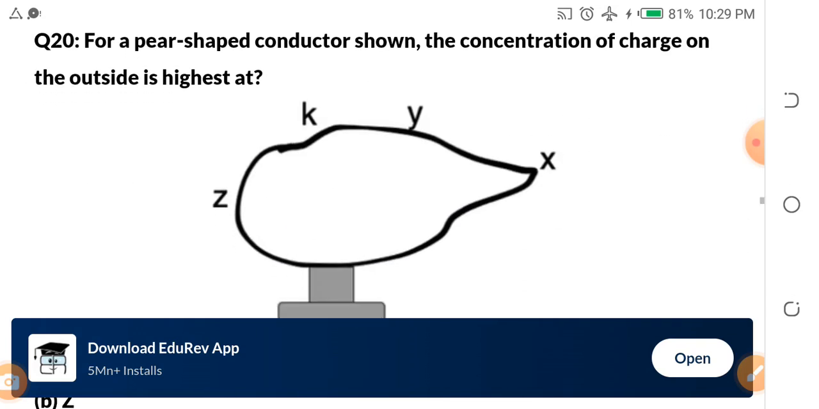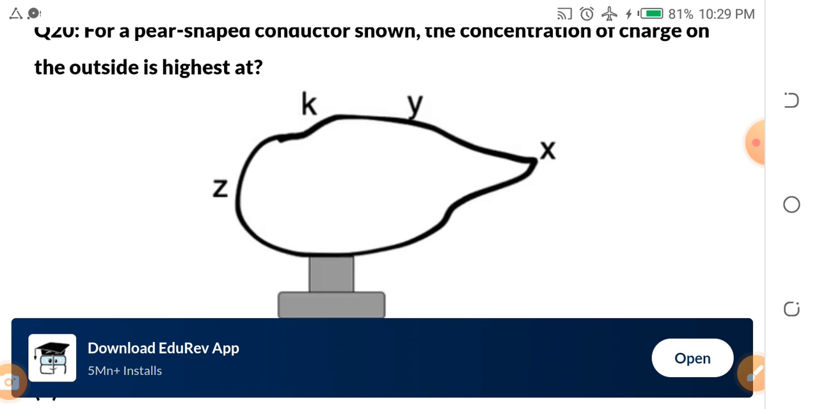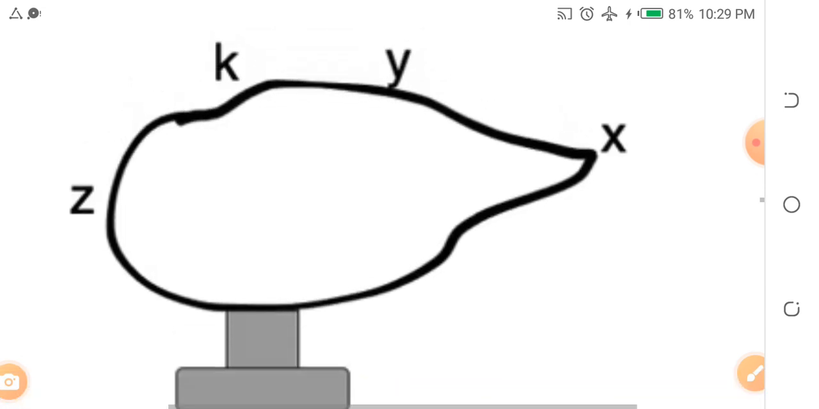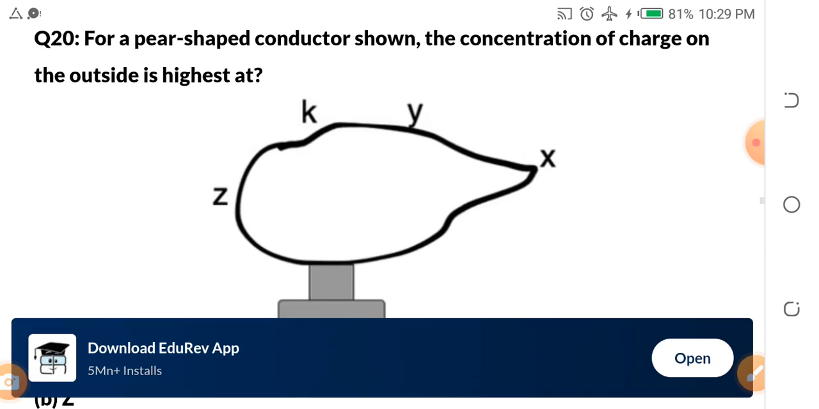I need you to look at this diagram on the screen very well. Let me make it very bold. Can you look at it? Look at this diagram very well, because from this diagram we'll be picking our question.